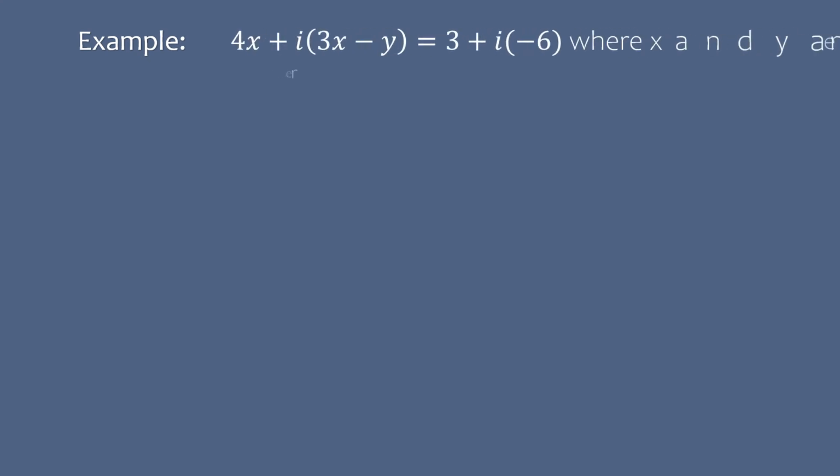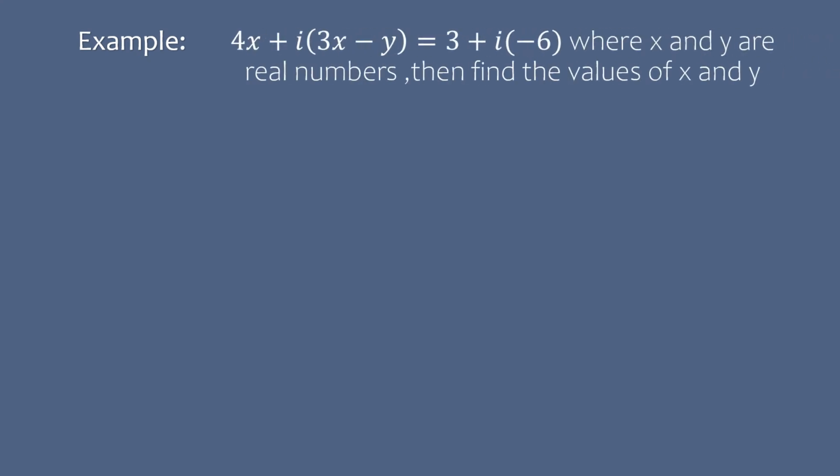To understand it better, let us consider an example. We are provided with the equation 4x plus i(3x minus y) equals 3 plus i(minus 6), where x and y are real numbers. Then find the values of x and y. Now let us look at the solution.